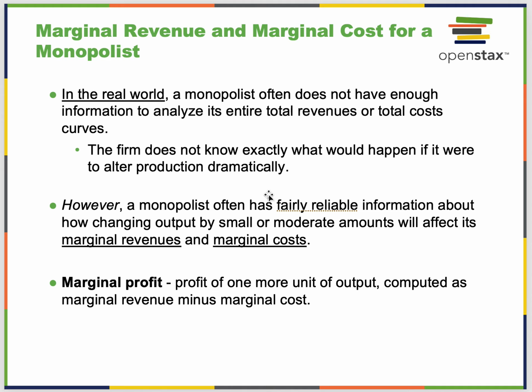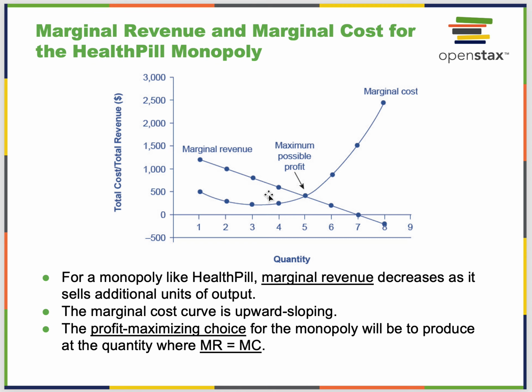So we're looking at marginal profit, the profit of one more unit of output, computed as marginal revenue minus marginal cost. And again, just like in the perfectly competitive firm, we have the marginal revenue, which will be a descending line in most of our problems here, and a marginal cost curve, which is like a U-shaped curve. So when the marginal revenue and marginal costs cross, that calculus magic occurs, and that's an optimal level of quantity.